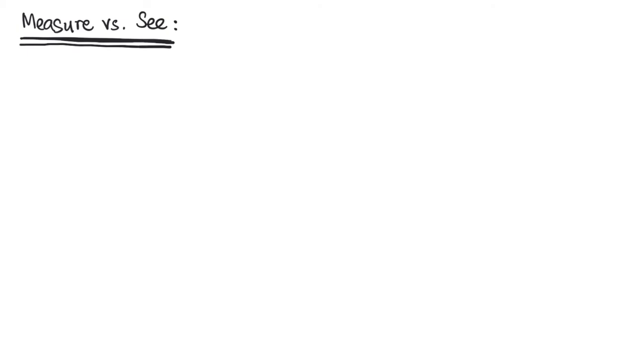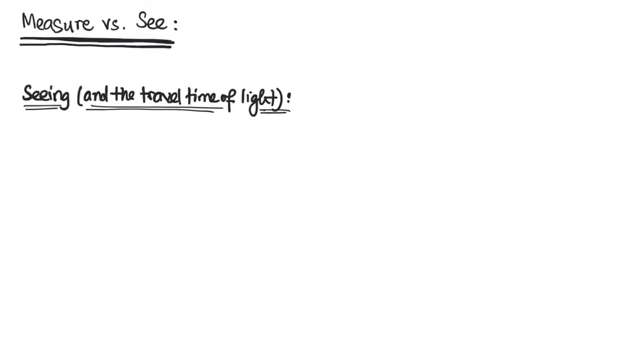It's not because it takes light some amount of time to travel from A to B. That is a true statement, that it does take light time to travel from A to B, but the effects that we're talking about, the time dilation and length contraction, and the fact that the rear clock reads different than the front clock, are all due to other reasons than the light travel time. So here we're just going to talk about this distinction between measuring and seeing. So we'll start with seeing, okay?